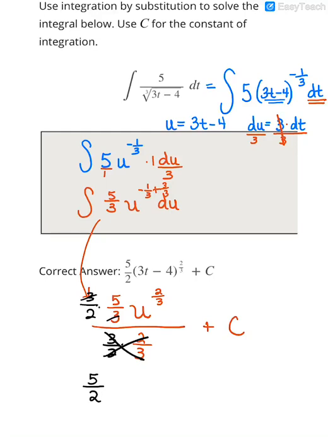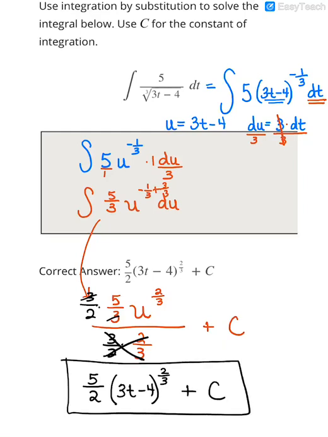And then we're going to put our u back in. So originally u was 3t minus 4, and then it's raised to the 2/3 power. And then we still have plus our constant. So that would be our final answer.